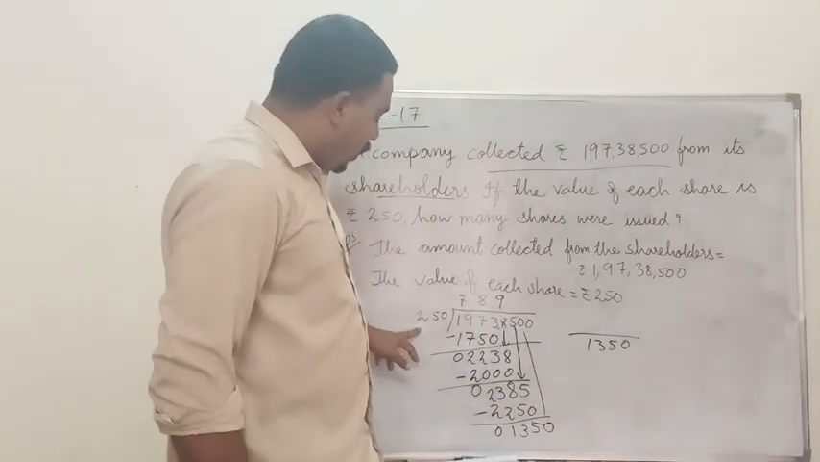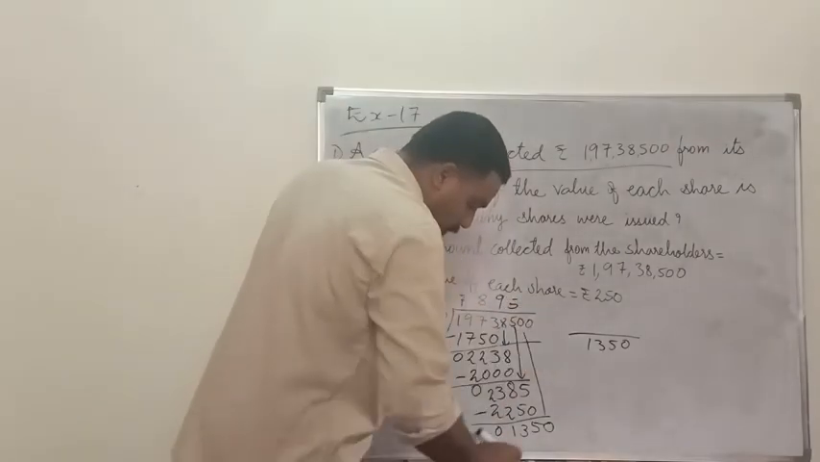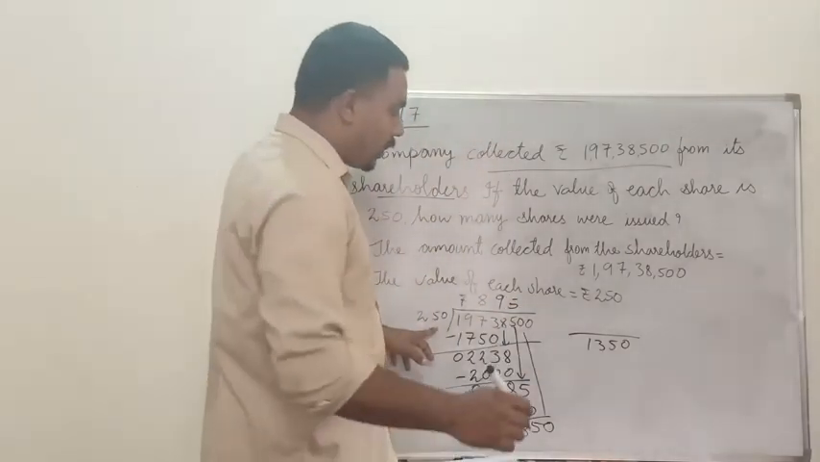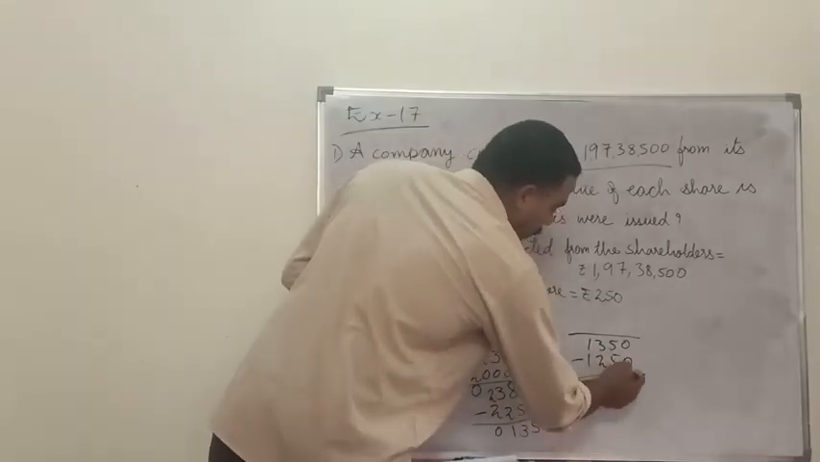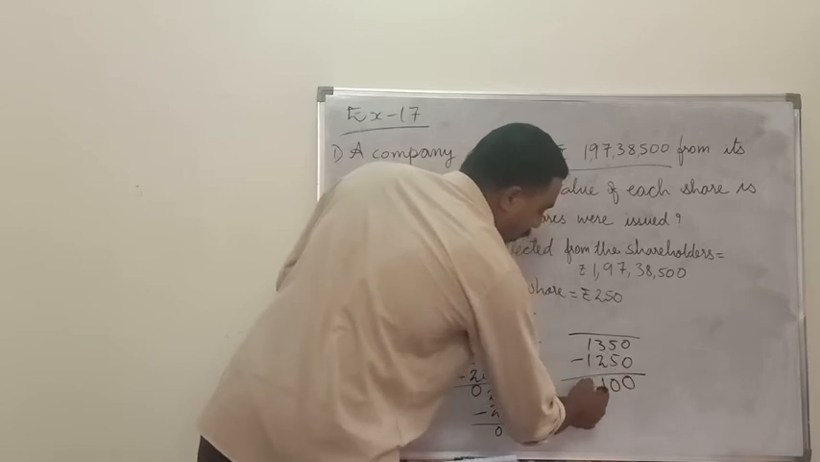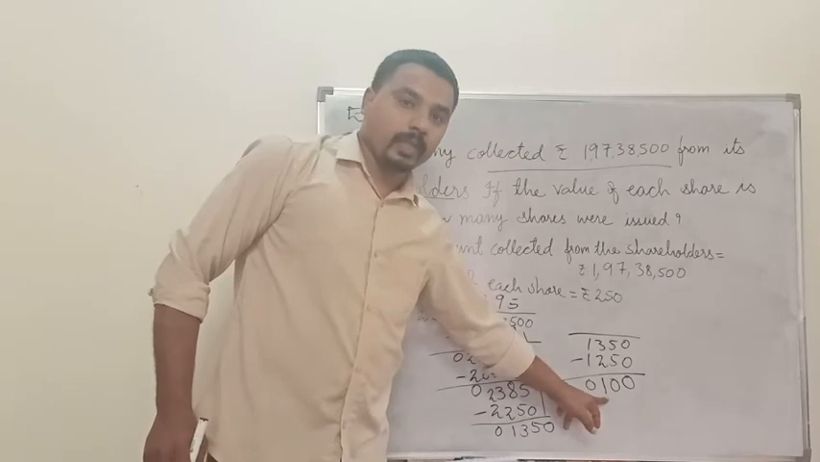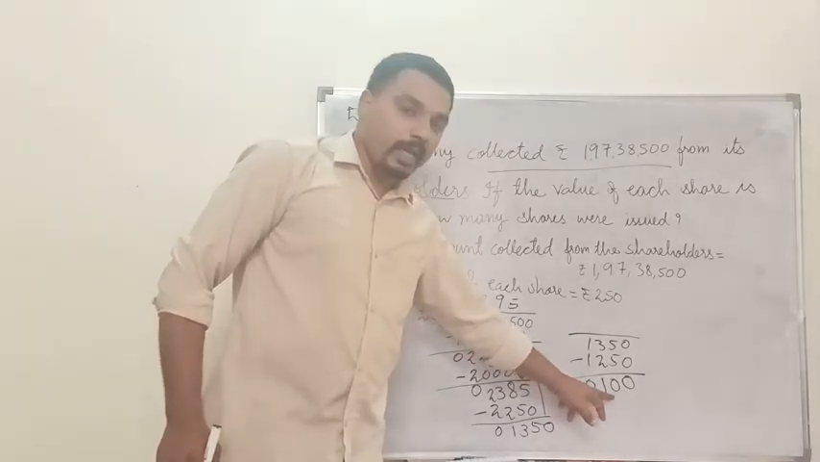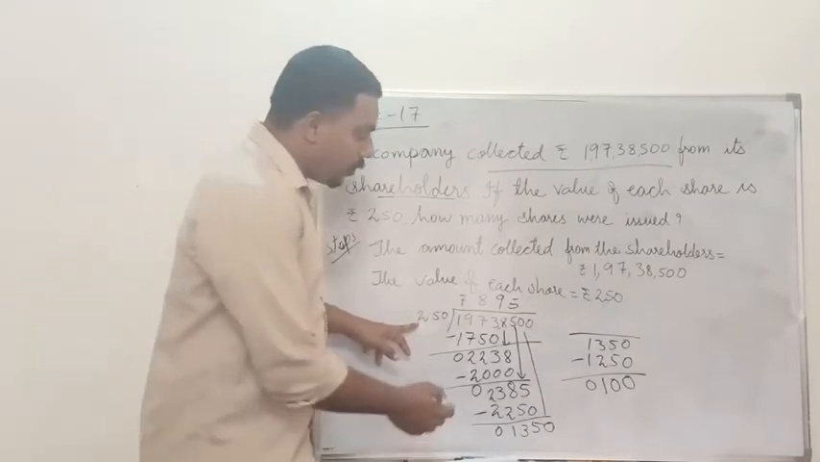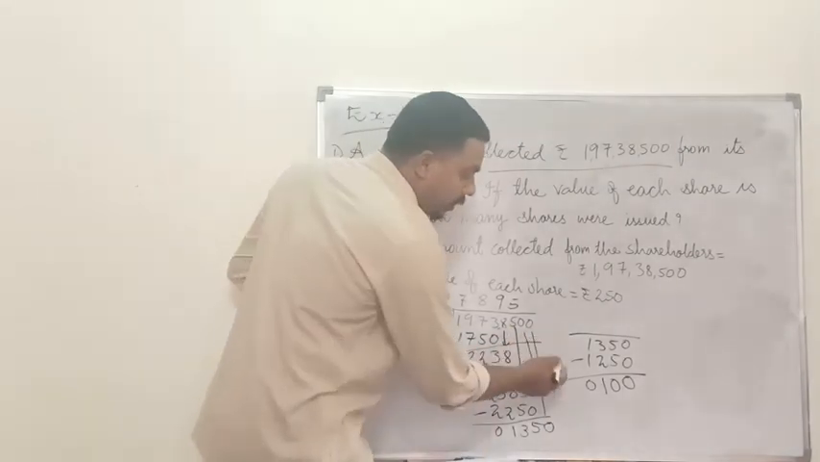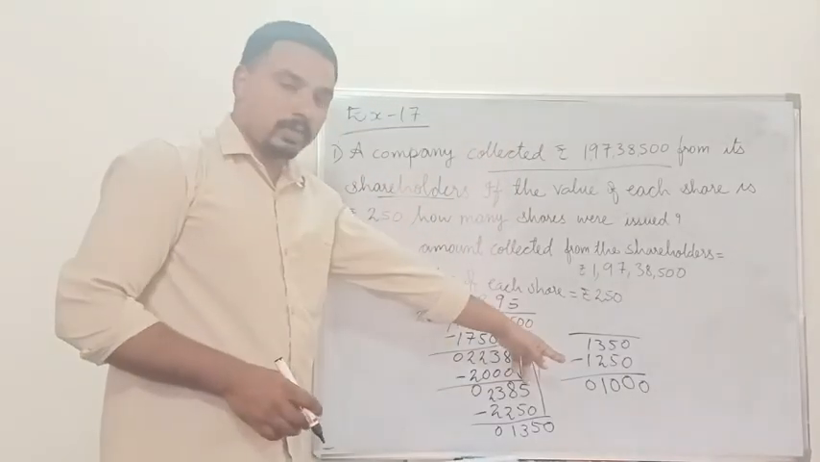So 250 into 5 is equal to how much? 1250, right? 0, 0, 1 and here 0. We will get 100 here, 100 as a remainder. Again we know that 100 is less than the divisor. So what we have to do? We have to take this 0 here. Now it is 1000.